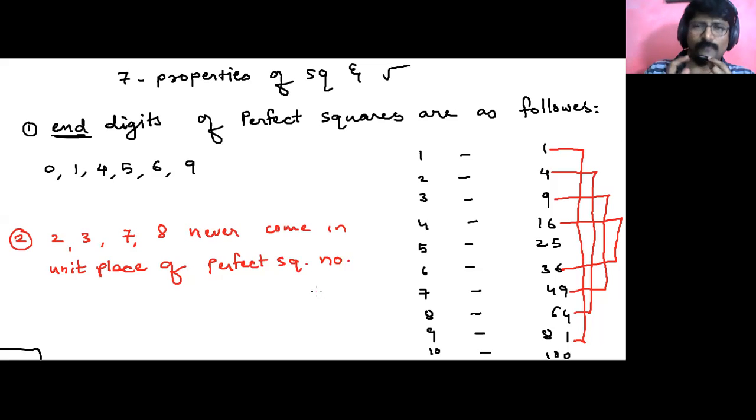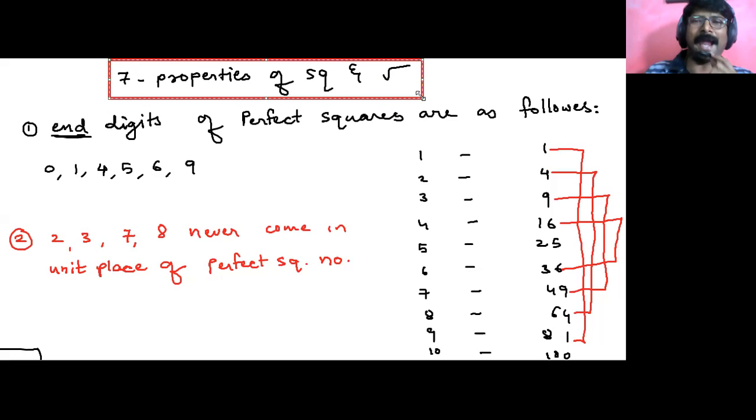There would be a question based on these properties: just see and tell whether this is a perfect square or not. One has to immediately check the unit place. If the unit place is 2, 3, 7, or 8, then that is not a perfect square. So simple, isn't it? If the unit place is 0, 1, 4, 5, 6, or 9, then yes, it could be a perfect square. You got it, guys? Show thumbs up. Here we finished 2 properties.